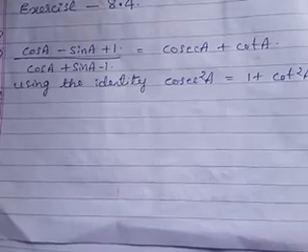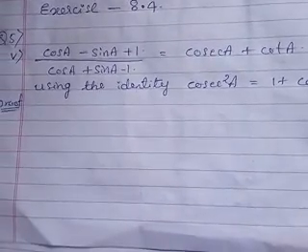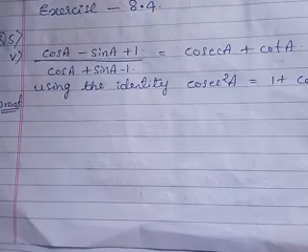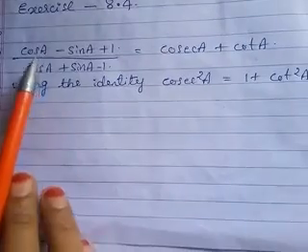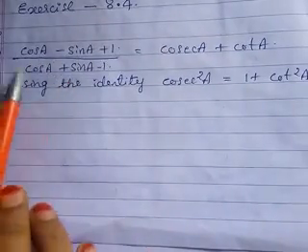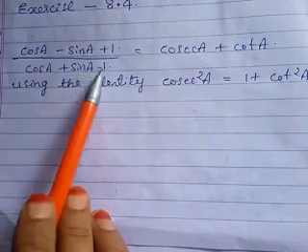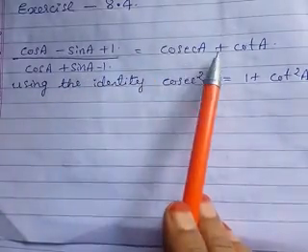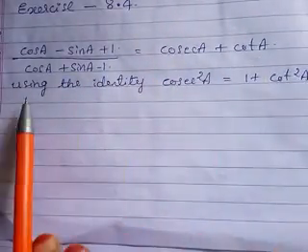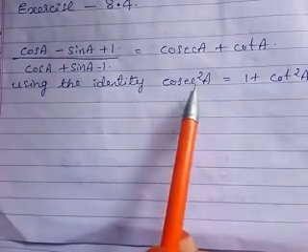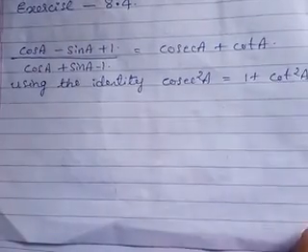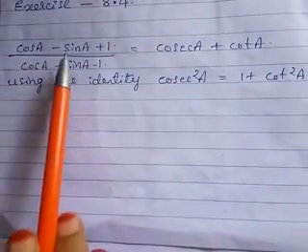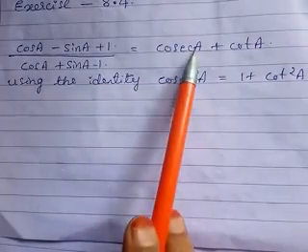Today let us solve exercise 8.4, main question number 5. In that question 5, (cos A minus sin A plus 1) divided by (cos A plus sin A minus 1) equal to cosec A plus cot A. Using the identity cosec square A is equal to 1 plus cot square A, here we have to show LHS equal to RHS.